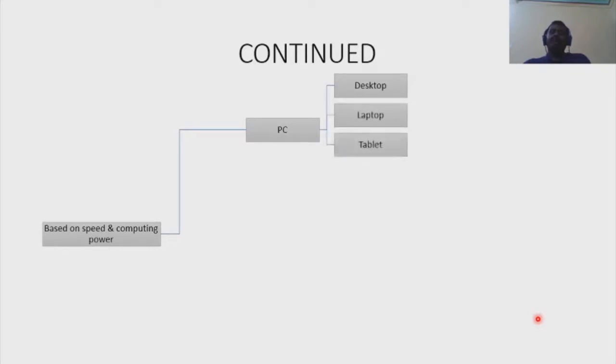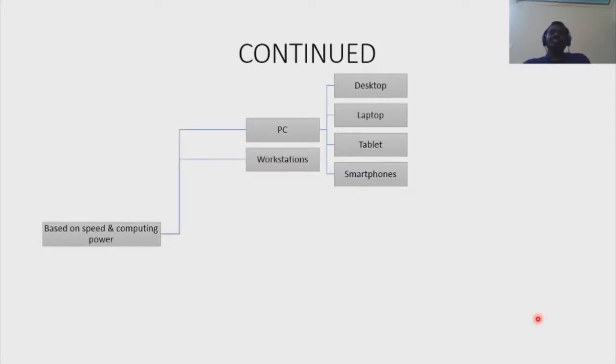Continued. Based upon speed and computing power, computers can be classified into several categories. The first one is PC, which stands for personal computer. It is further subdivided into desktop, laptop, tablet, and smartphones. Desktops are used in our colleges, schools, and offices, and laptops we have already used. Tablets and smartphones are also examples of personal computers.